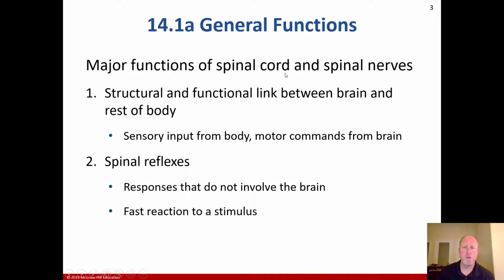The major functions of the spinal cord and spinal nerves are, number one, it's a structural and a functional link between the brain and the rest of the body. It's the spinal cord's job. It receives sensory input from the body and motor commands from the brain. Spinal reflexes are the responses that do not involve the brain. They require a fast reaction to a stimulus, so they don't want that stimulus to travel as far, so it comes from the spinal cord.